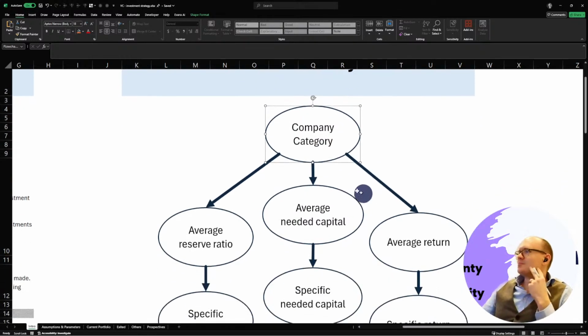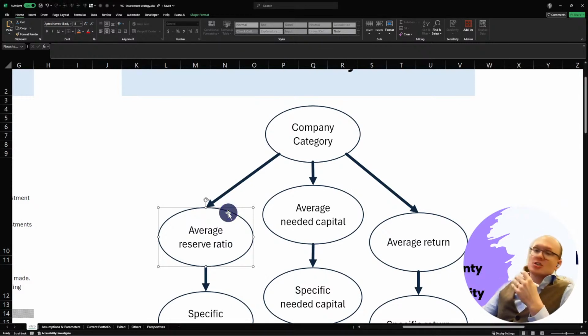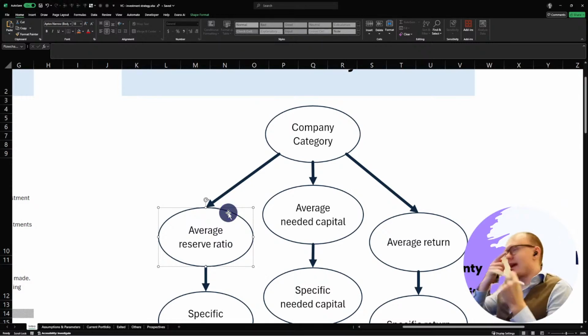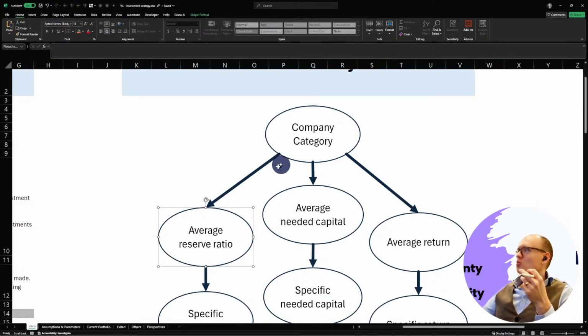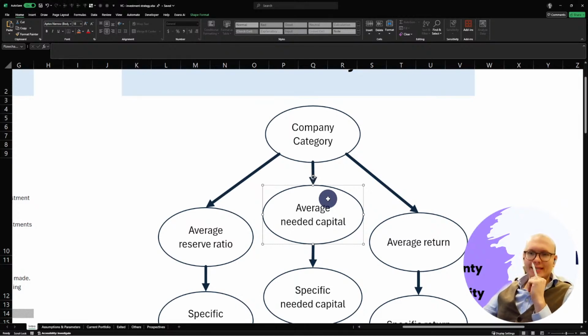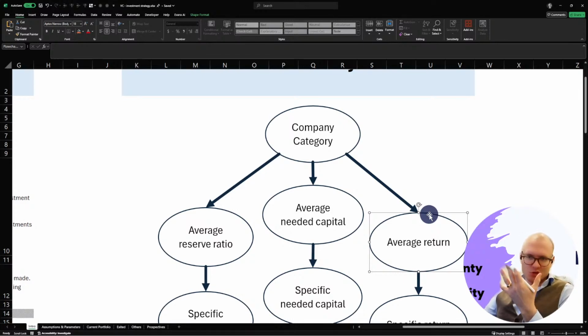And then we might consider modeling an average reserve ratio that depends on what company category we're looking at. Similarly, we will look at the amount of capital that each company needs when a round is announced. So we might consider the seed round and a Series A round. And then we also might consider what is the average return within that category. And you'll see in a second that we've not accounted for the fact that they might also fail, so we'll add this in a second.